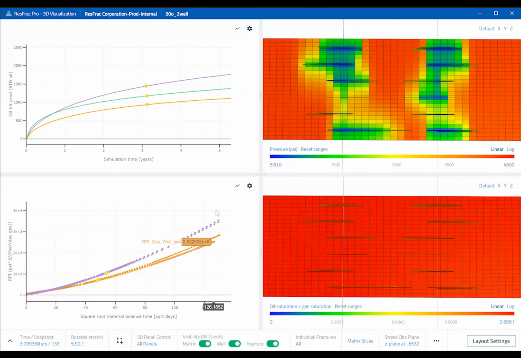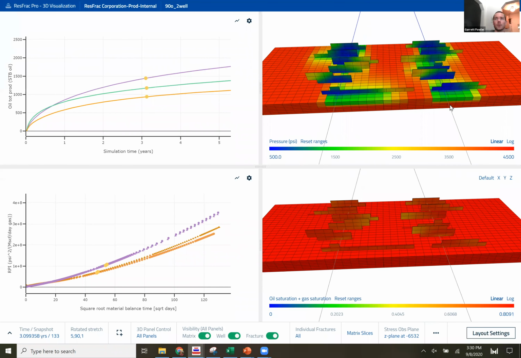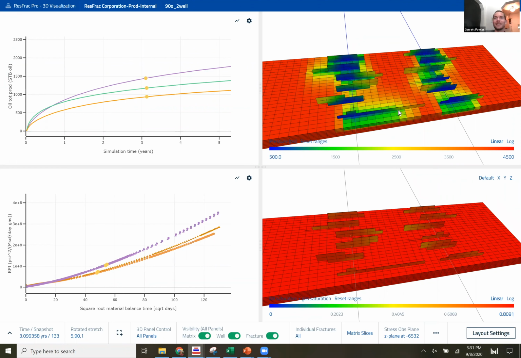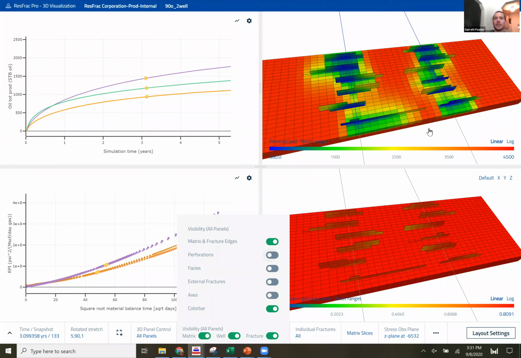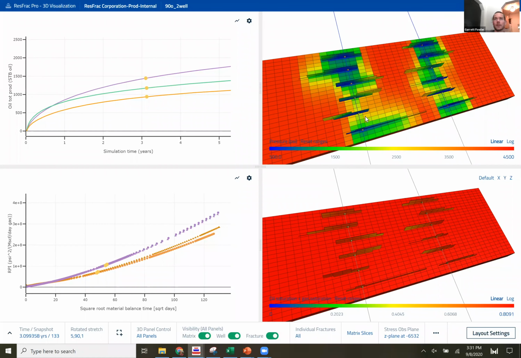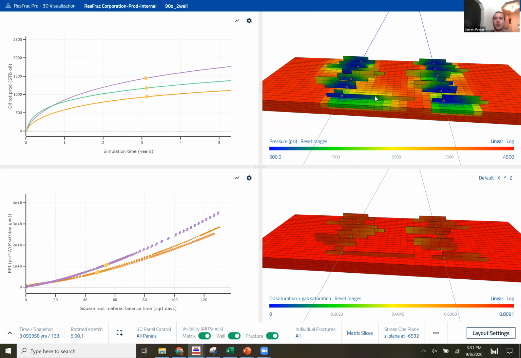Yeah, let me pull up a third image here. So this is my base case simulation. I just did 1 stage in 2 wells. It runs very, very quickly, which was the intent. I can turn on perforations, and we can see that we have 6 perforations per stage in the 2 wells. And I think these were spaced something like 1,200 feet apart.